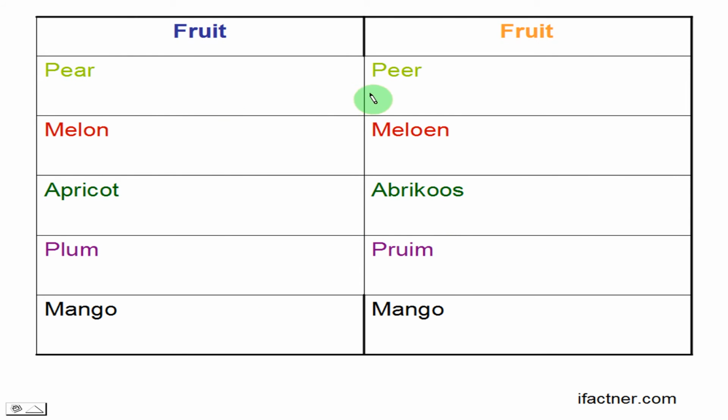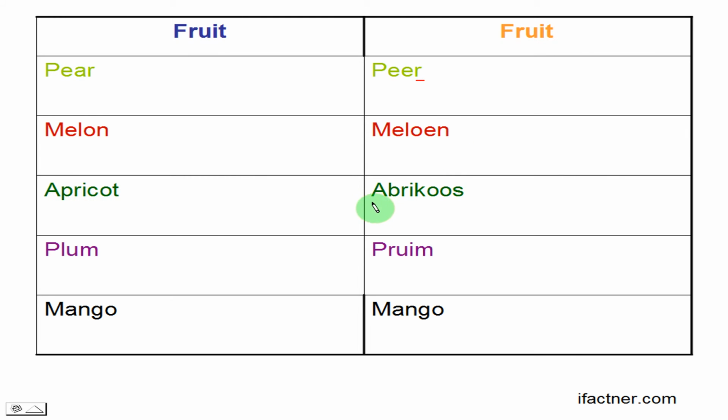Pear is called peer. Peer. R with a trill. Peer. Melon is called meloen. Meloen.